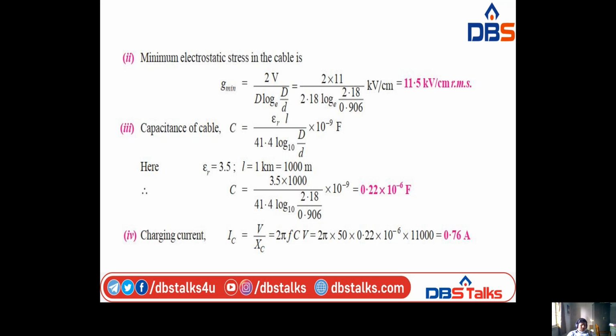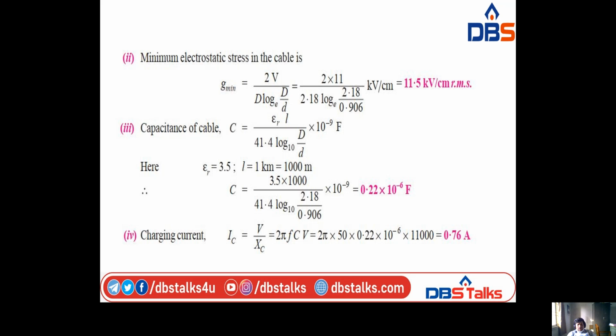Next, the capacitance of a single core cable is C is equal to epsilon r L divided by 41.4 log capital D by small d base 10. So C is equal to 3.5 into 1000 by 41.4 log 2.18 by 0.906 into 10 power minus 9, that is equal to 0.22 into 10 power minus 6 farad.